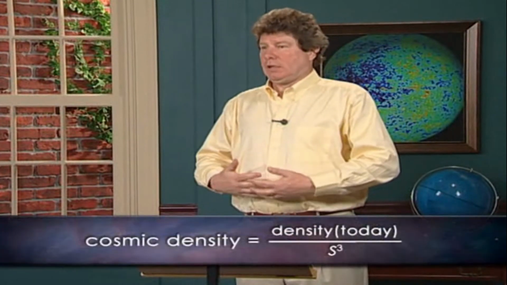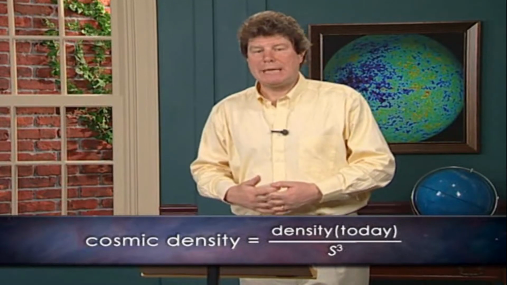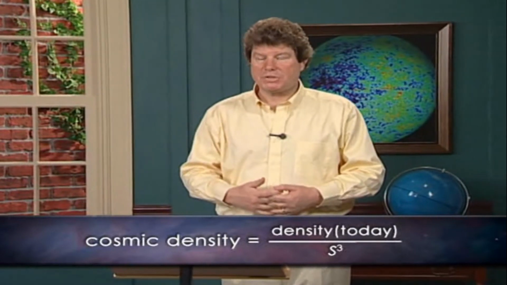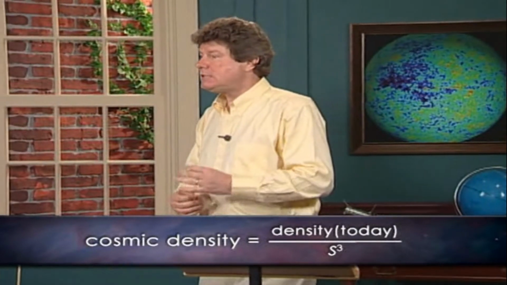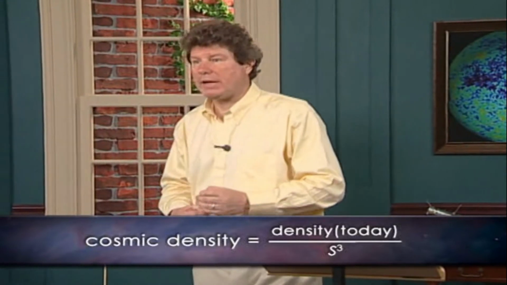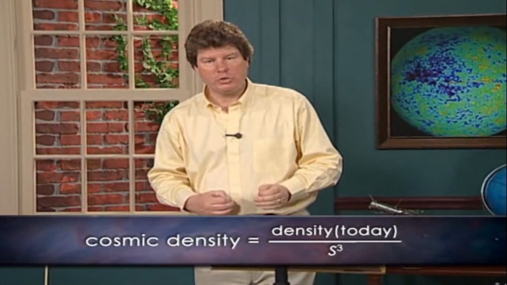Now this leads to a very handy formula to find the cosmic density at any time. It's just the density today divided by the scale factor at that time cubed. So, with that background, let's ask a simple question. What was the density of the gas in the young universe? Specifically, how many protons were there per cubic centimetre?